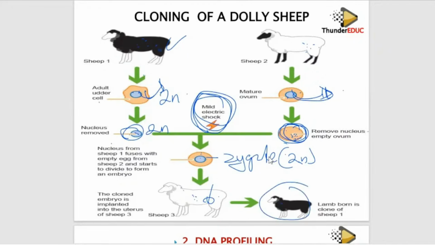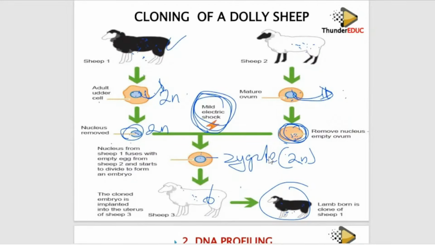They can ask you a question: why do we remove the nucleus? Why do we keep the nucleus? Because we wanted the genetic information from sheep 1. Why did we throw the nucleus away? Because we wanted the casing of the ovum. We are not interested in the genetics here. So which method do we use? Mild electric shock. And which of these two sheep will this one resemble? Sheep 1. Give a reason for your answer: because we used its nucleus, or the genetic material, to produce the sheep.